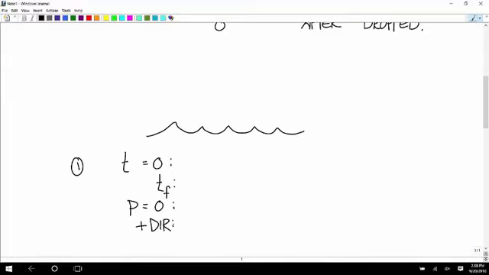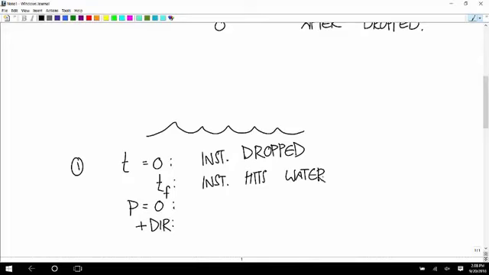Okay, so what do you want to choose as t0? The first instant where we want information. It's stopped. And what about time final? Yep, water. Okay, and now position equals 0 and positive direction.